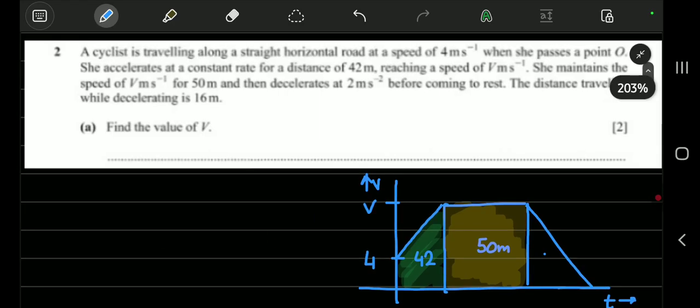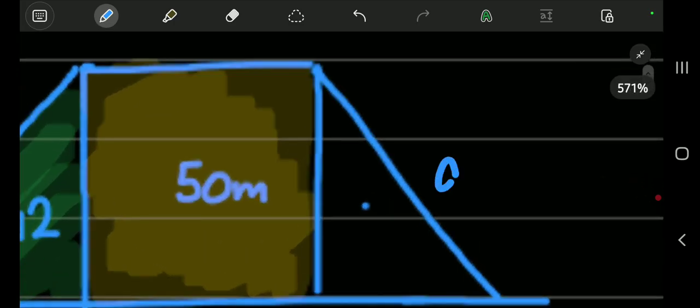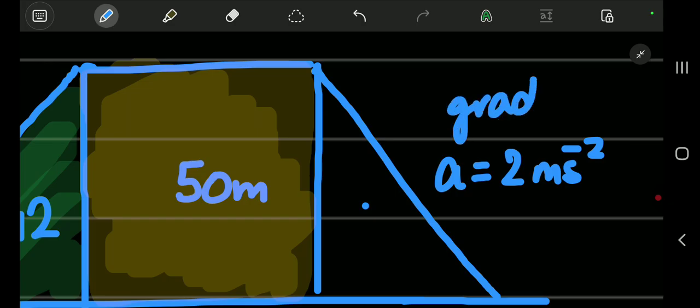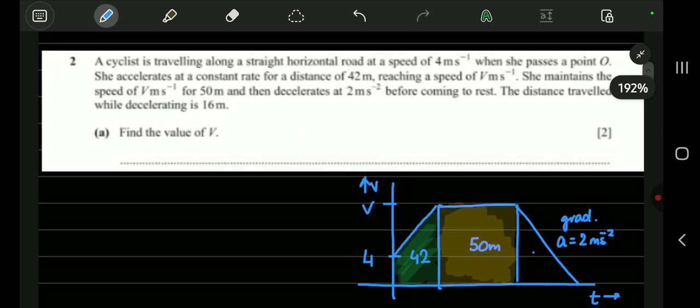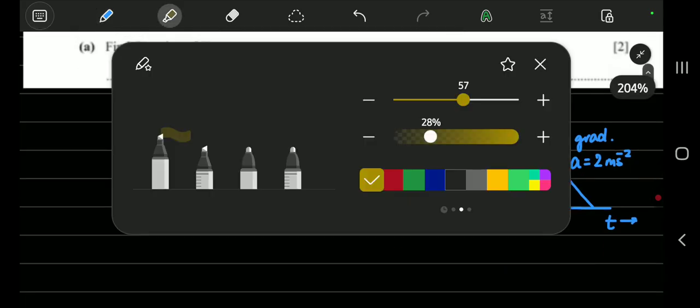What is the deceleration? It is 2 meters per second squared. Okay, so that means here the acceleration is 2 meters per second squared. What is the acceleration in a velocity time graph? This is your gradient. Okay, v over t. And the distance is 16 meters, and now the area under this graph will be 16 meters.